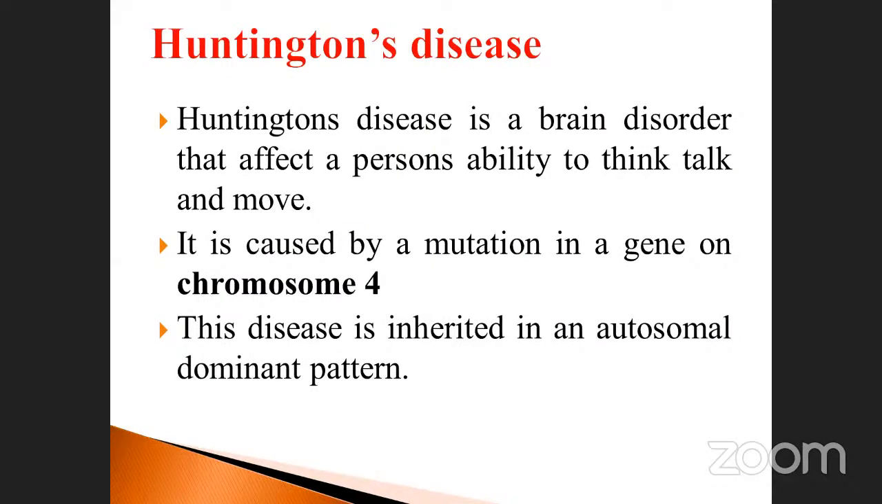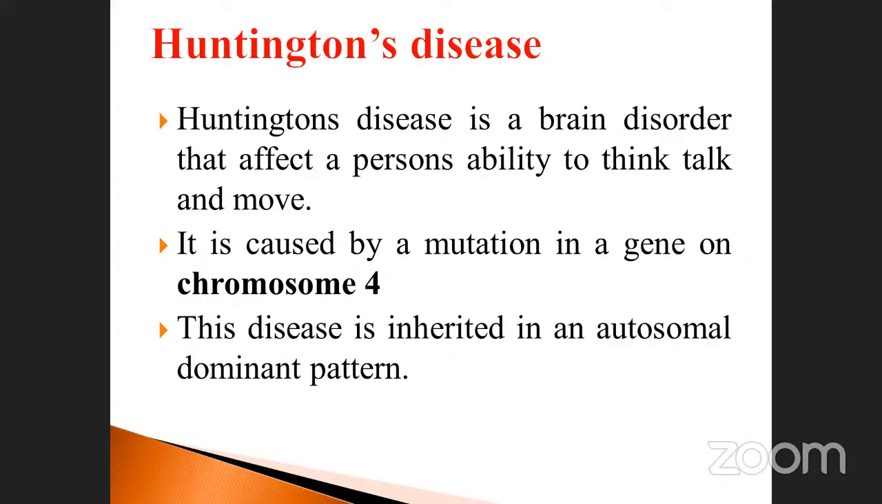And the next one is called Huntington's disease. What is Huntington's disease? Already we discussed. It is also one of the brain disorders that affect a person's ability to think, talk, and move. Those who are suffering from Huntington's disease cannot think properly. They cannot walk. They cannot move. It is also caused by a mutation in a gene on chromosome 4. First one, 7. Here, Huntington's is the 4th one.